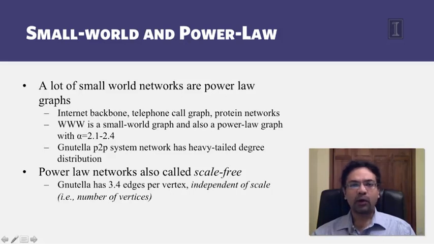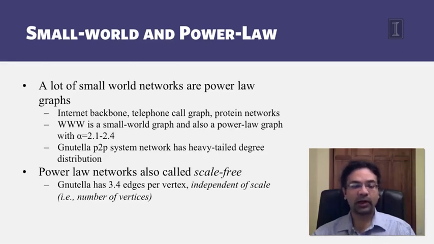So a lot of small world networks are also power law graphs. For instance, the internet backbone graph, the telephone call graph, protein networks. The World Wide Web graph is in fact a small world graph, and also a power law graph that has a value of alpha somewhere between 2.1 and 2.4. Remember that you have in a power law graph a degree of k with probability proportional to k power minus alpha. The Gnutella peer-to-peer system has a heavy tail degree distribution. It's not necessarily power law, but it is heavy tail, so it has a straight downward sloping tail in the log-log plot. Power law networks are often called scale-free networks.